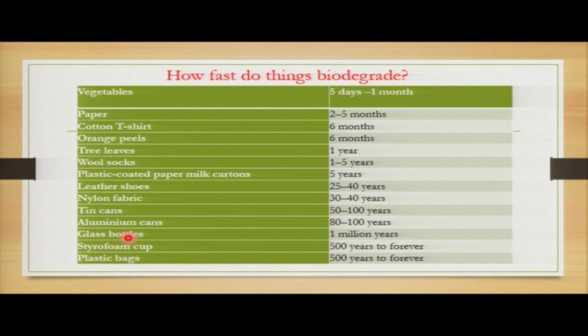Glass bottles, these glasses that we use, take 1 million years to decompose. You throw down the glass, these broken pieces of the glass, you throw them down. 1 million years for them to decompose.